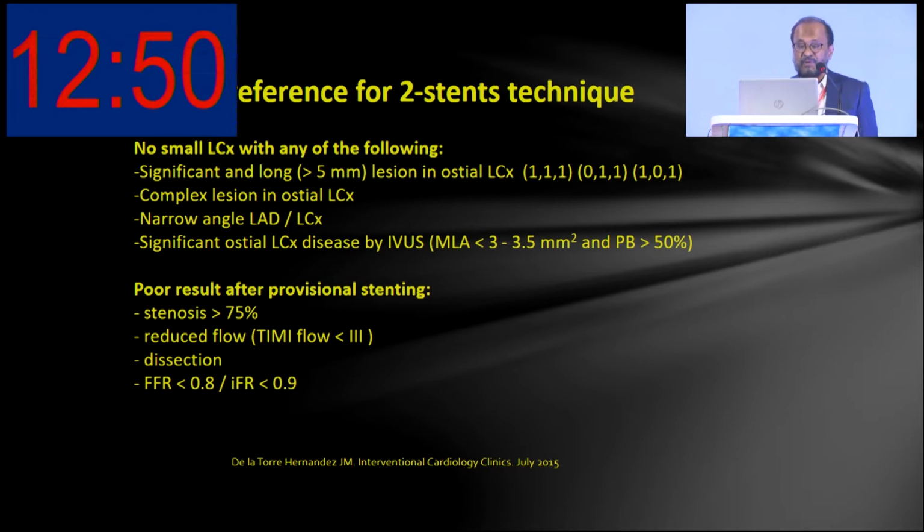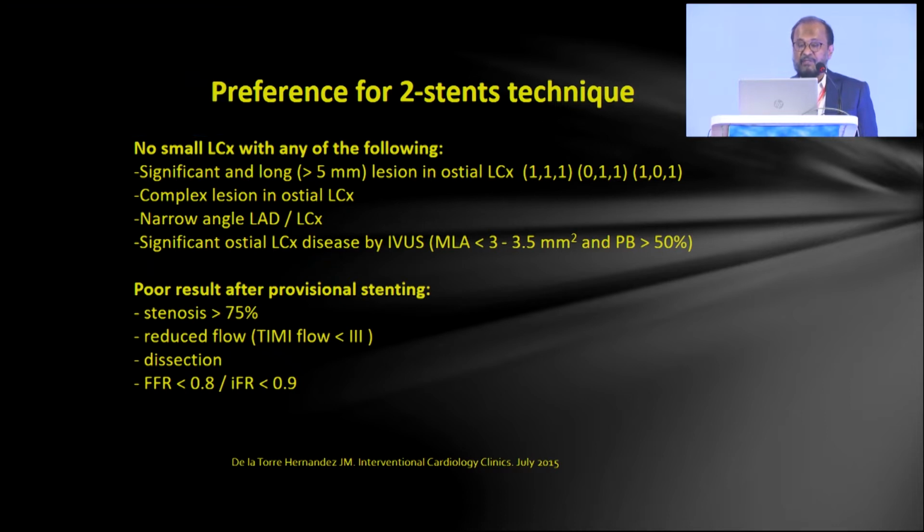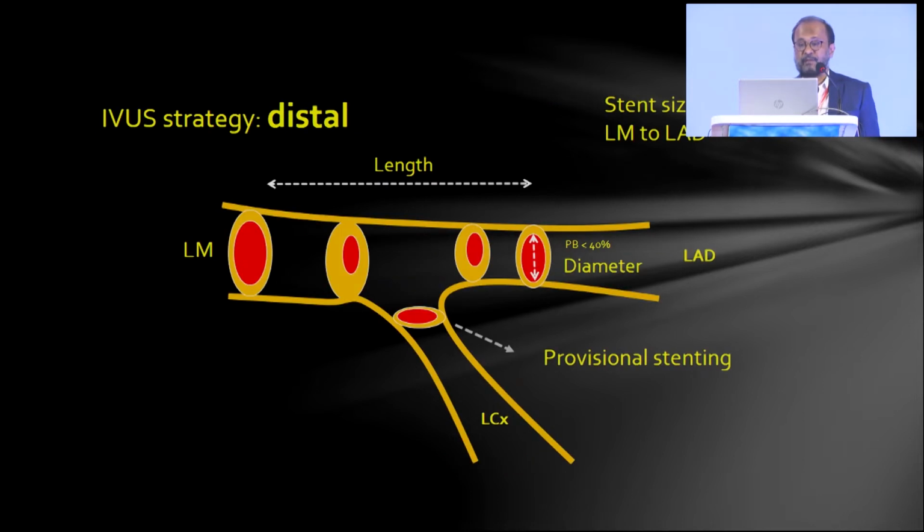And sometimes after a one stent strategy, we need to convert it into a two stent strategy by provisional stenting, when after doing the main vessel stent there is reduced flow, TIMI 3 flow is not achieved, there is dissection, or FFR is less than 0.8, or 0.9 in case of iFR.